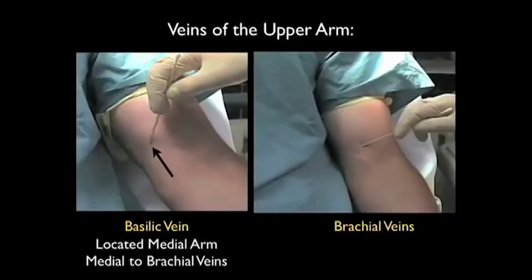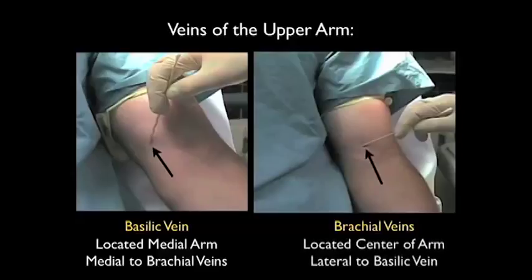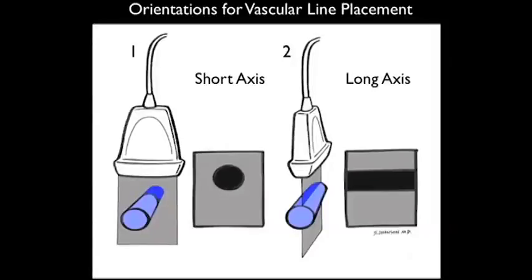Notice here the basilic vein in a more medial position on the patient's arm, and the brachial vein complex, which would be located more laterally on the patient's arm. And these are the positions over which we should place the probe in order to inspect the veins of the upper arm. Here are the orientations in which we can place the probe to inspect a vein for vascular line placement.